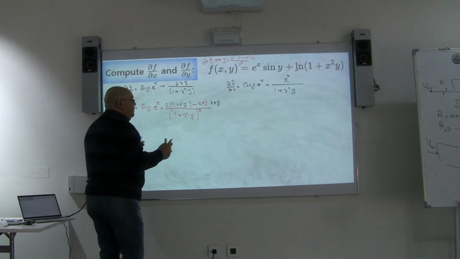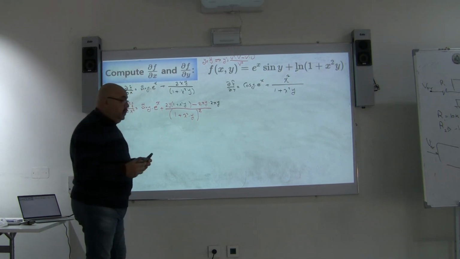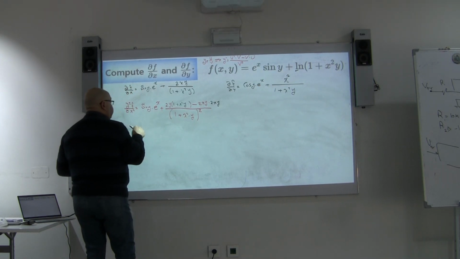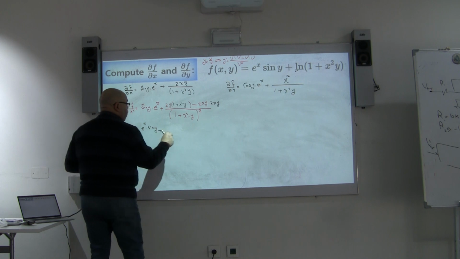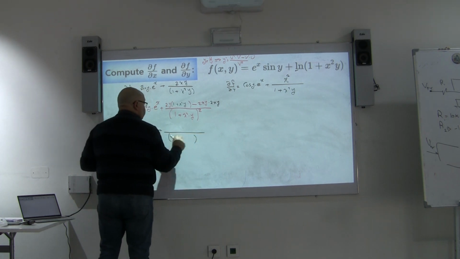Now I can simplify this relation if I want. It can be rewritten as e to the power of x times sine y, then plus the denominator to the power of 2, which is (1 plus x squared y) squared.